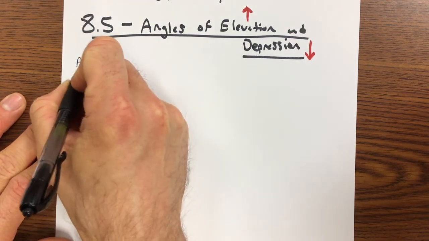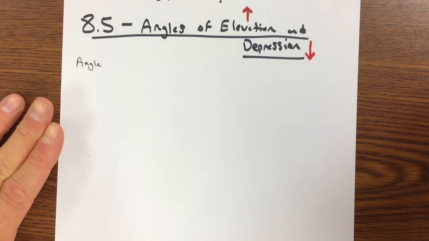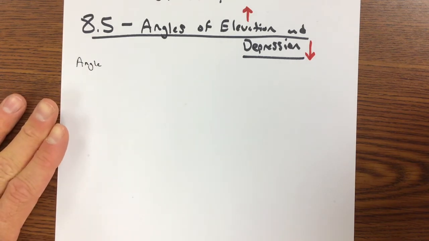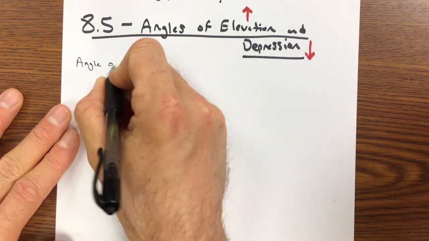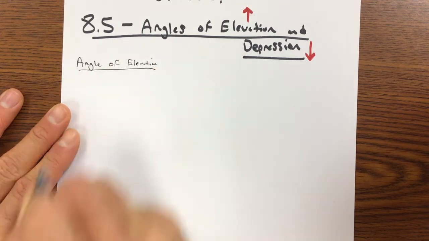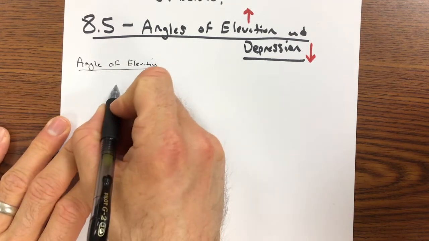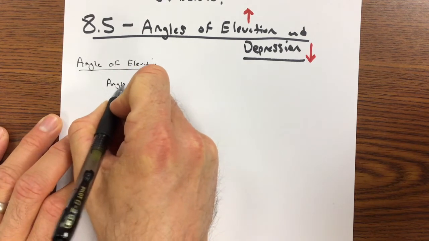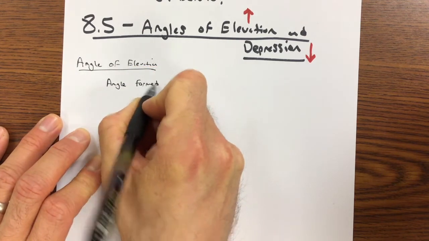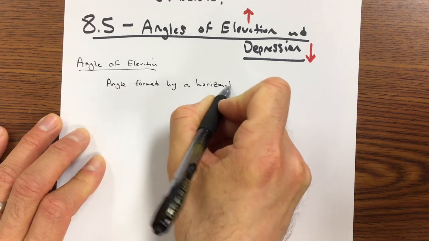First vocab word, I'd like you to find it. If you don't have your vocabulary, it's cool, it's fine. Write this stuff down in your notes, and you can copy it down later. But I'd like you to find angle of elevation, because I'm going to give you the definition, and I'm drawing a picture. I think the picture is going to make more sense. Angle of elevation. It's an angle formed by a horizontal.